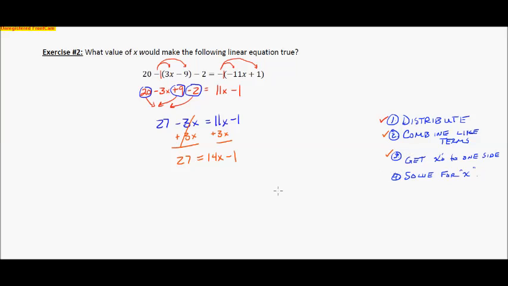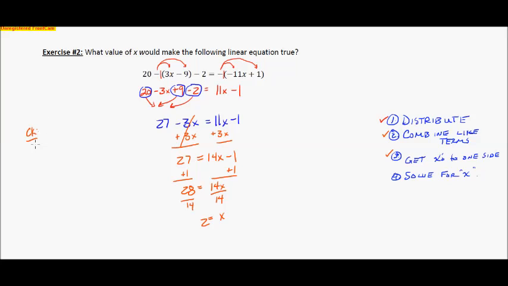And now I want to do my algebra. I want to solve for x. So I'm going to add 1 to both sides, because I want to get x all by itself. And 14x equals 28. And that's going to work out real nice, because now I'm going to divide by 14 and divide by 14, and x equals 2. Very nice.